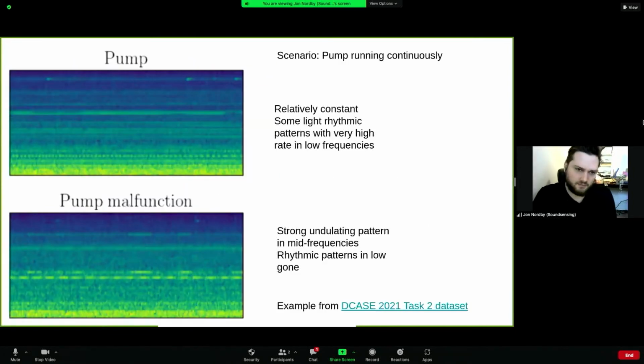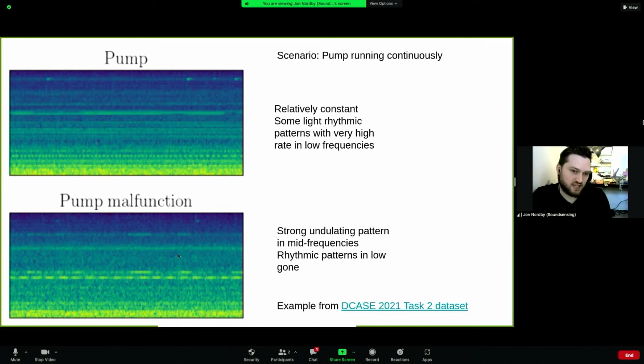So here are illustrations. This is from the OpenCase 21 dataset, where at the top you have a pump running normally. Not sure how well you see this, but it's a relatively constant pattern. In the middle, about two thirds up on the y-axis, there's a kind of straight band going along it. Also at the bottom.